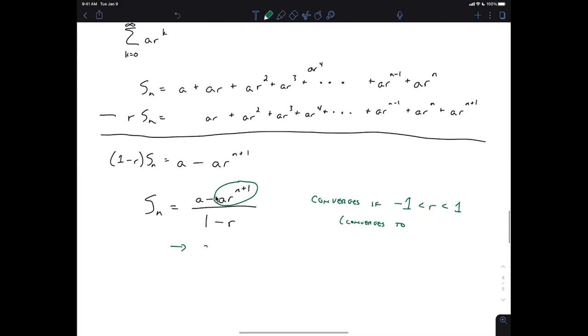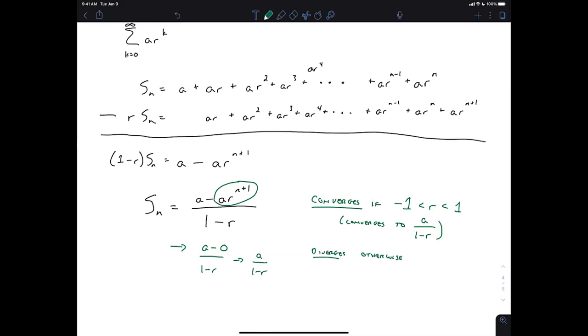So this would go to a minus 0 over 1 minus r, which is a over 1 minus r, if this is true. So it converges if r is between 1 and -1. And if it does, it converges to a over 1 minus r. It diverges otherwise. Now we're going to summarize that. Okay, and that's a really good question in chat. Questions on what we're finding out here?